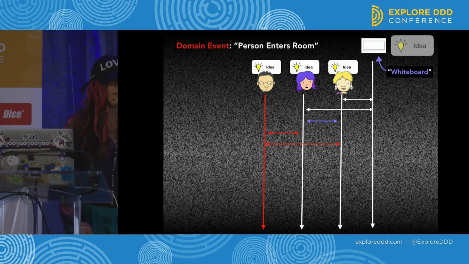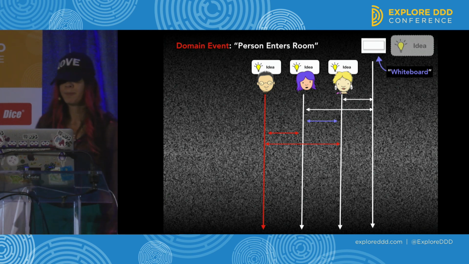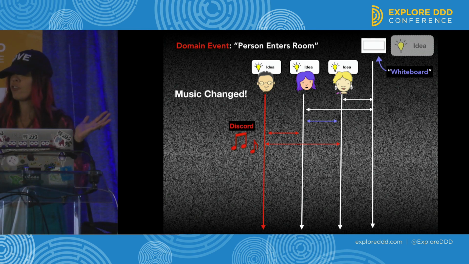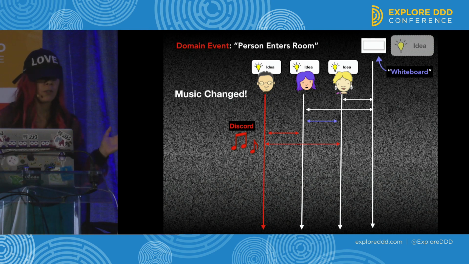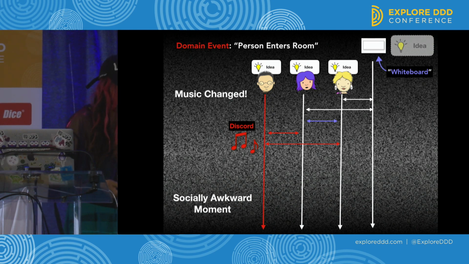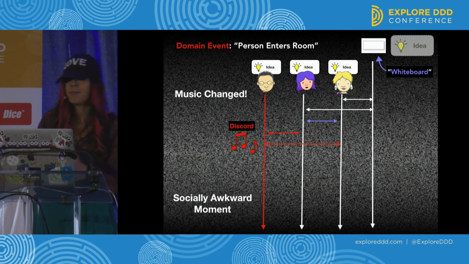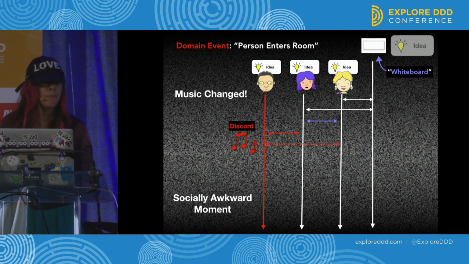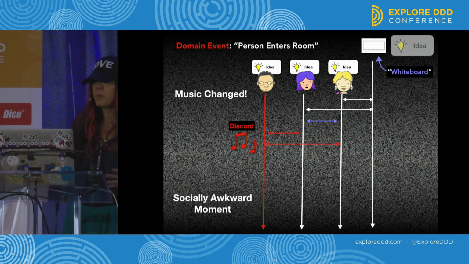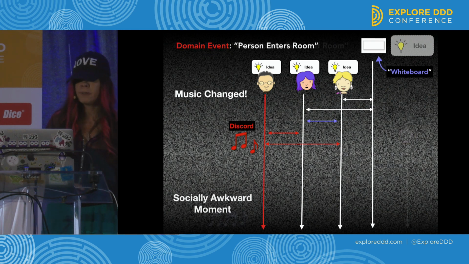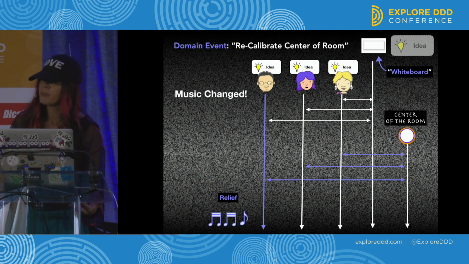Then we have a domain event. A person enters the room, and there's this music change, right? Now there's this discord. Well, why is there discord? There's this kind of socially awkward moment here because this person walked in on what kind of feels like a private discussion. It wasn't meant that way, but when there's more than 2 people around, the socially appropriate thing to do is to talk to the center of the room, right?